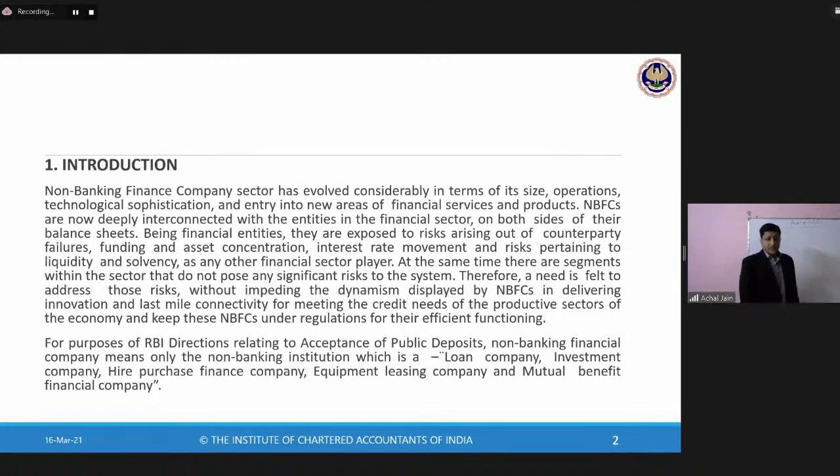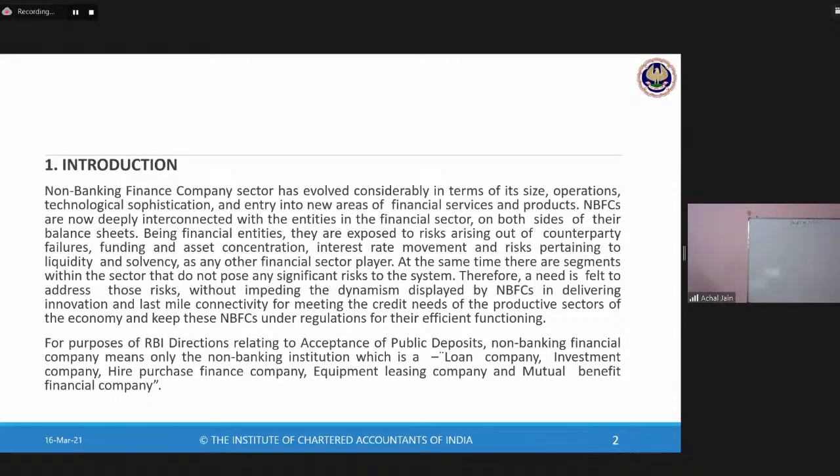Now, what is an NBFC to start with? Because when it comes to the audit of an NBFC, it's not going to be the same thing like we discussed in case of any other company. NBFC means non-banking financial company. And the nature of business of these entities is significantly different from what we see in case of other companies.